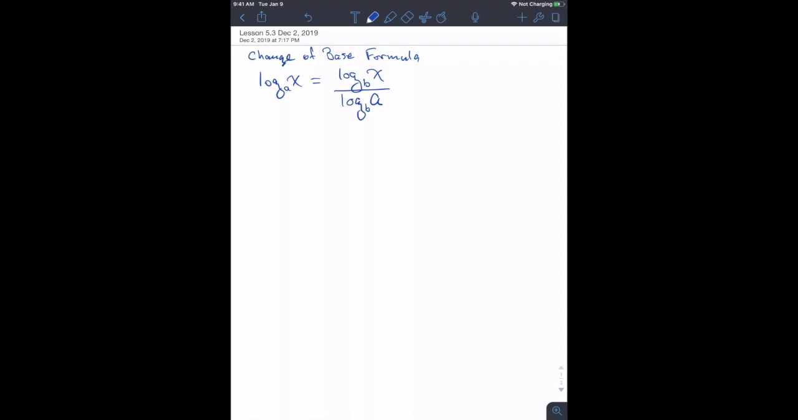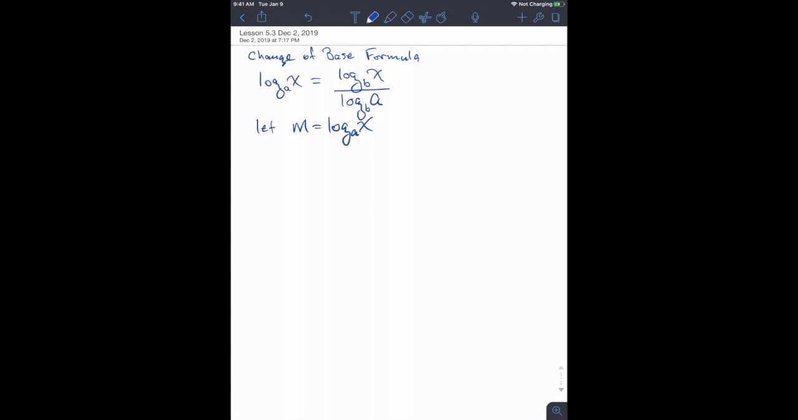Here we're going to prove the change of base formula. Specifically, log base a of x can be calculated also as log base b, a different base, of x, divided by log base b of a. So we start this off by saying, let's let the letter m equal log base a of x.